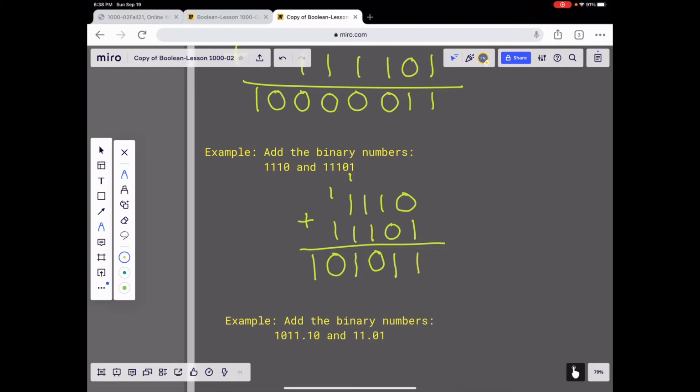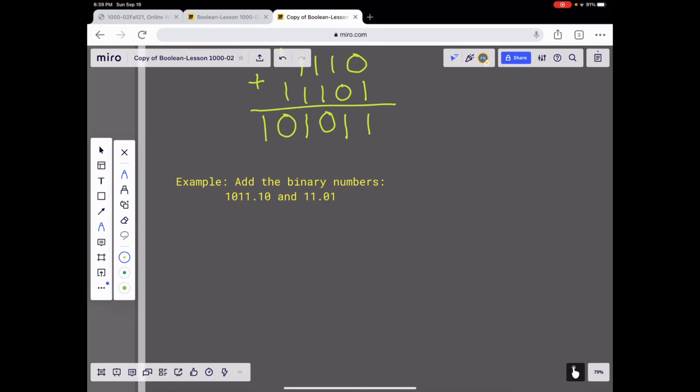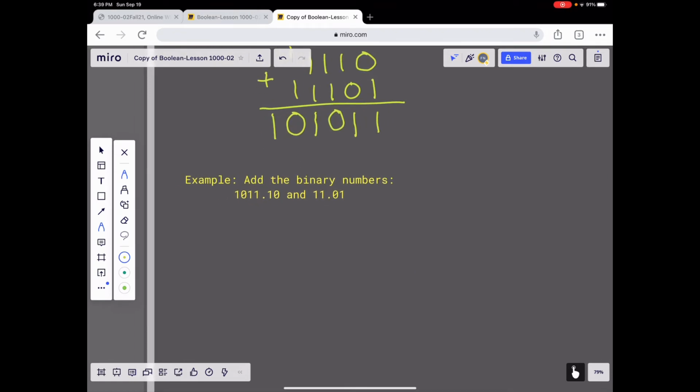Let's look at the third example. In the third example, you have a binary number with a fractional part. Make sure that you line them up correctly. The first one is 1011.10. The fractional part, make sure it is written correctly in the same position, 0, 1, and then 1, 1. So line them up together just like decimal numbers.